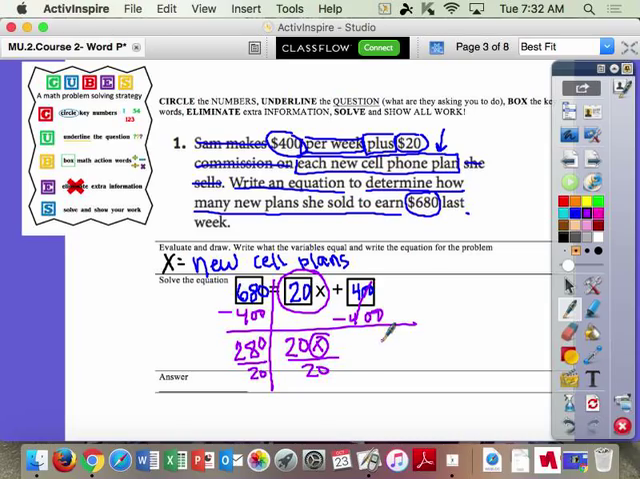So what's 280 divided by 20? 14. So my answer is 14, but that's 14 what? 14 new cell plans, right? Whatever x equals is kind of going to be like my unit, right? So 14 new cell plans.